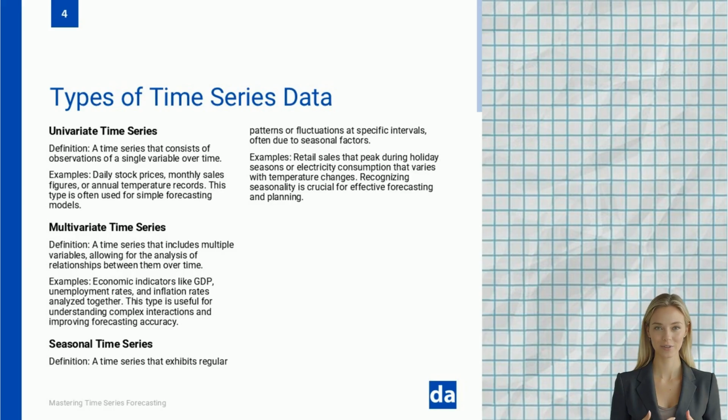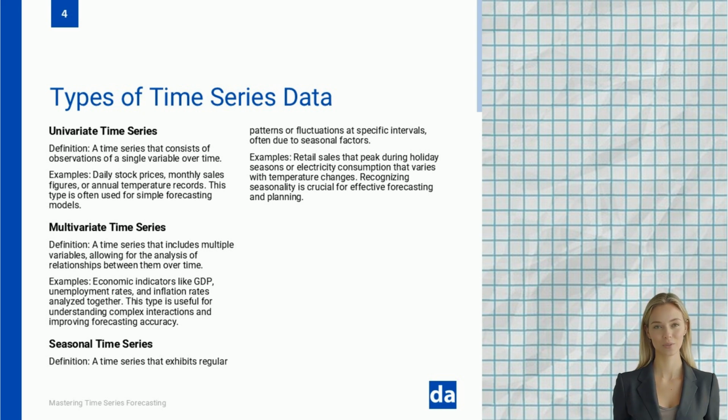Here we will explore the different types of time series data. First, we have univariate time series. This type consists of observations of a single variable over time. Common examples include daily stock prices, monthly sales figures, or annual temperature records. Univariate time series are often utilized in simple forecasting models, making them a fundamental concept in time series analysis. Next, we move on to multivariate time series.